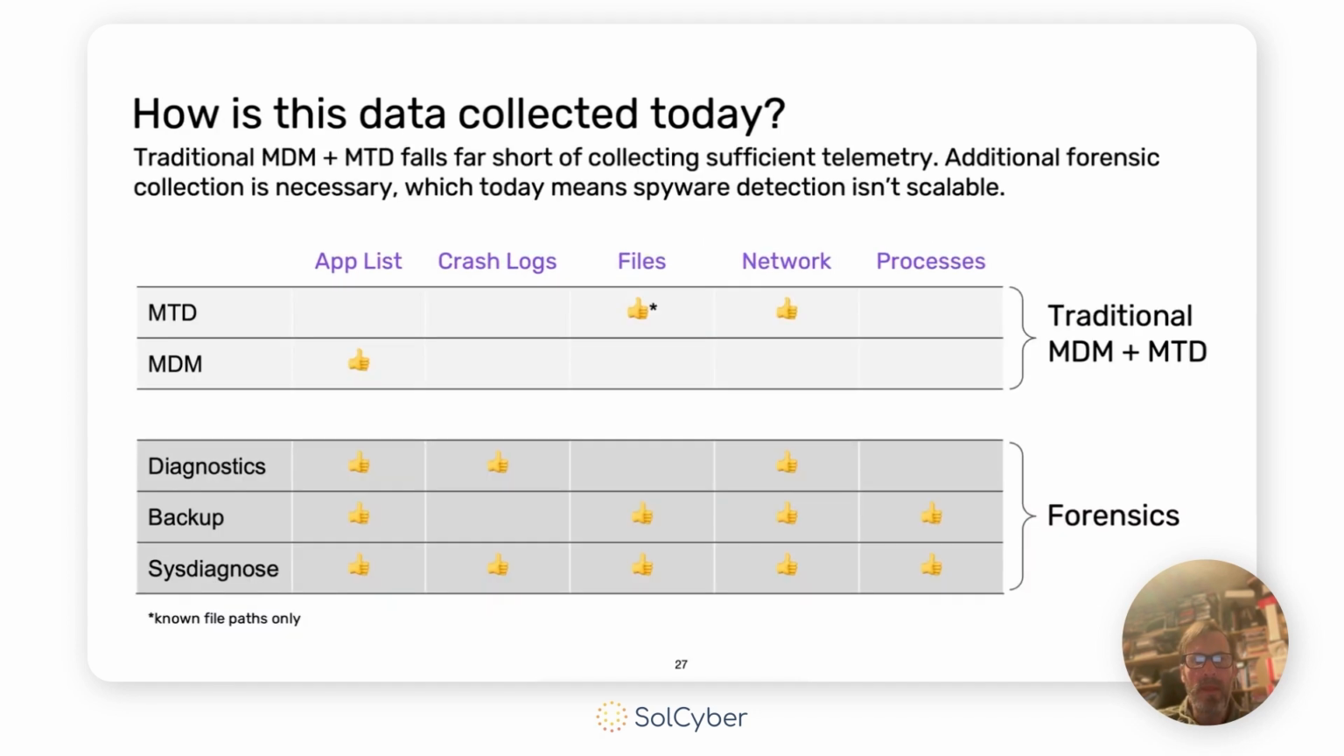So when you look at how that data is collected, the traditional MDM plus MTD approach, there's Imperium or Lookout, those types of vendors. They can do some file stuff, they can do some network stuff, but that's it. And that will not find modern malware, especially mercenary spyware, at all on iOS devices. You need to be looking into the forensic files, the OS forensics, the diagnostics, the backups, the sysdiagnose files. Now, backups, a little bit contentious. They do contain a lot of PII. This is not something we need off the device to be able to detect mercenary spyware.